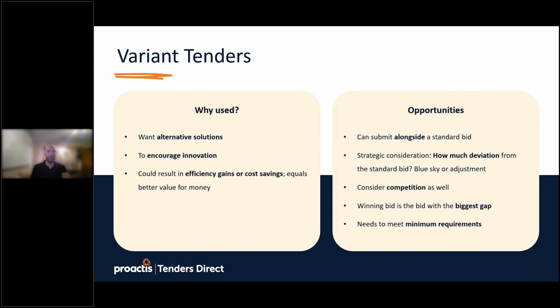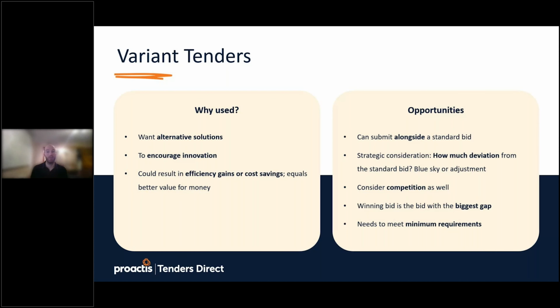And I'm paraphrasing from some best practice from APMP. The winning bid is the one that has the biggest gap between the price and the meaningful value that it delivers to the buyer. So how can you use a variant bid? What can you put into your variant bid to increase that gap as much as possible? Bear in mind we need to make sure that we meet minimum requirements with variant tenders. Okay, so do make sure that that's always the case.